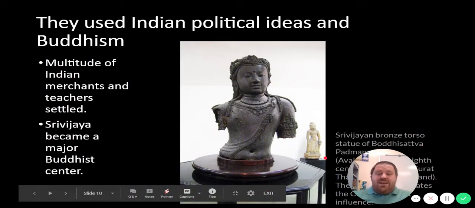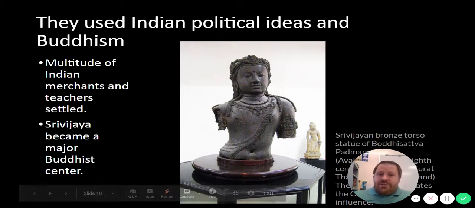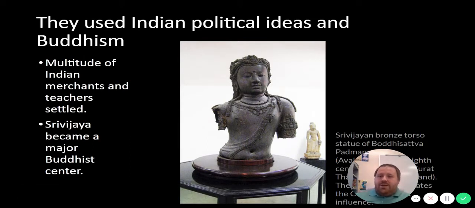All right, they used Indian political ideas and Buddhism. In the Srivijaya Empire, they had a multitude of Indian merchants and teachers that settled there, which is how this culture was spread. It didn't just come on the ships, but Indian merchants and teachers settled there and shared their culture. That's how they got these political ideas and how they got Buddhism during this time.